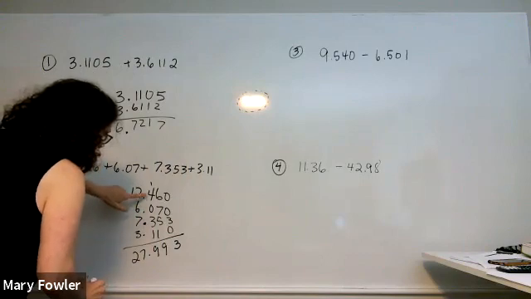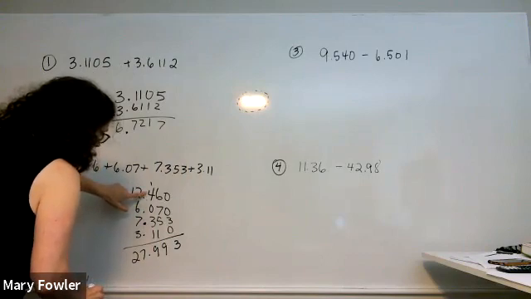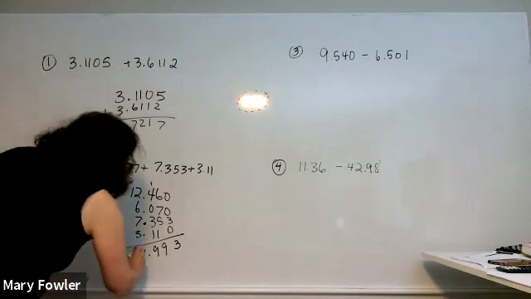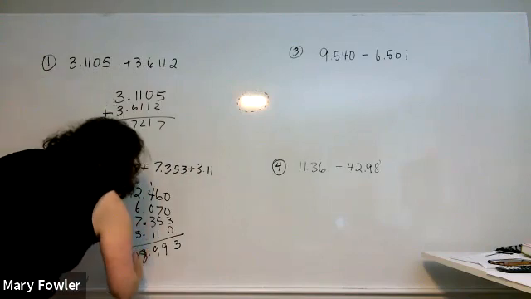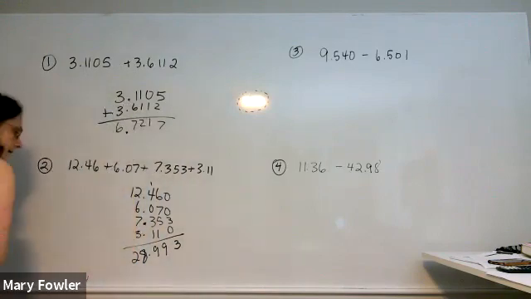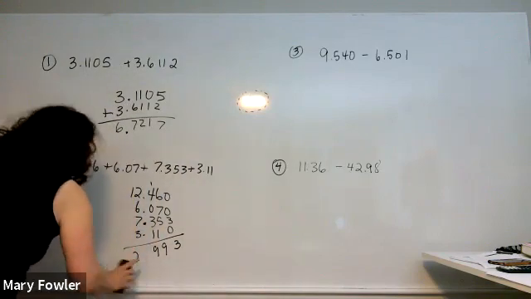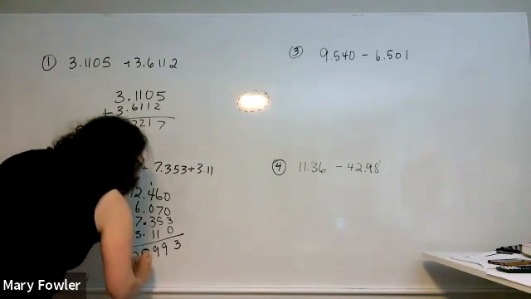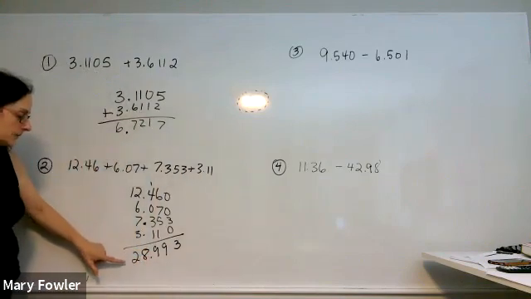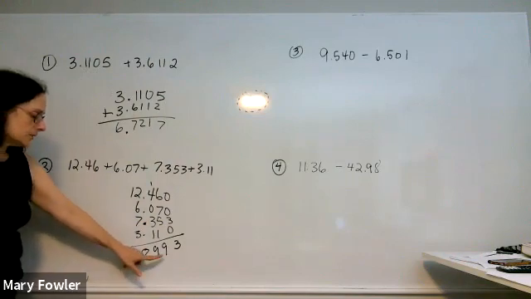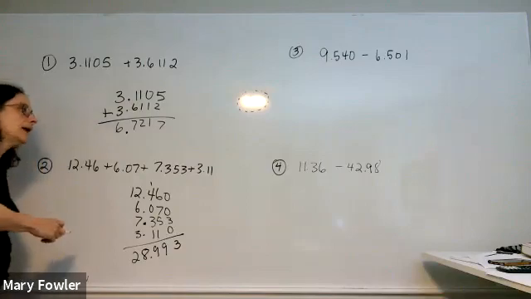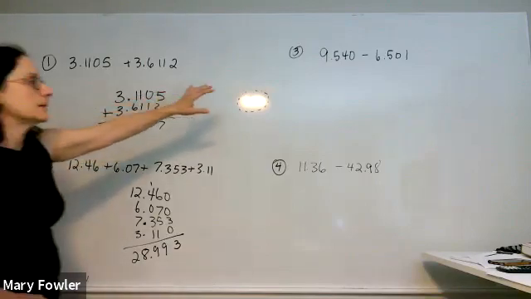I know I have an error, so I'm checking. Right here. Okay, so the correct answer is 28.993. And that's otherwise known as 28 and 993 thousandths.